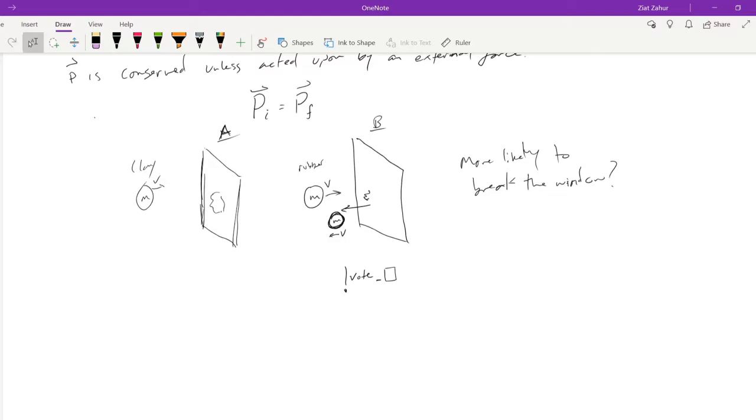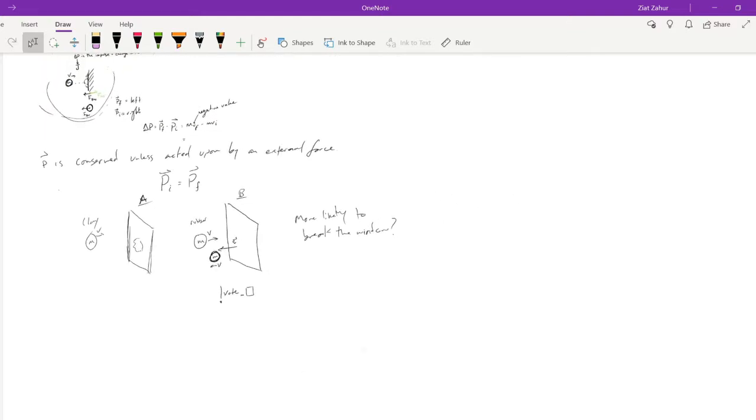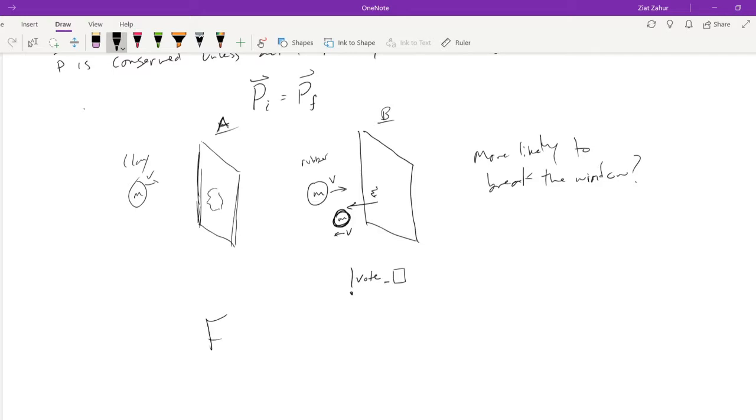Let's see. Well, how do we figure out if we're going to break something? If you punch someone, how do you know if you're going to break their bone? Ooh, yikes, that's a morbid example. Well, if there's enough force, right? If there's enough force, then you might break the window. What force could this be? Well, it must be the force of impact. It would have to equal your change in momentum per change in time.